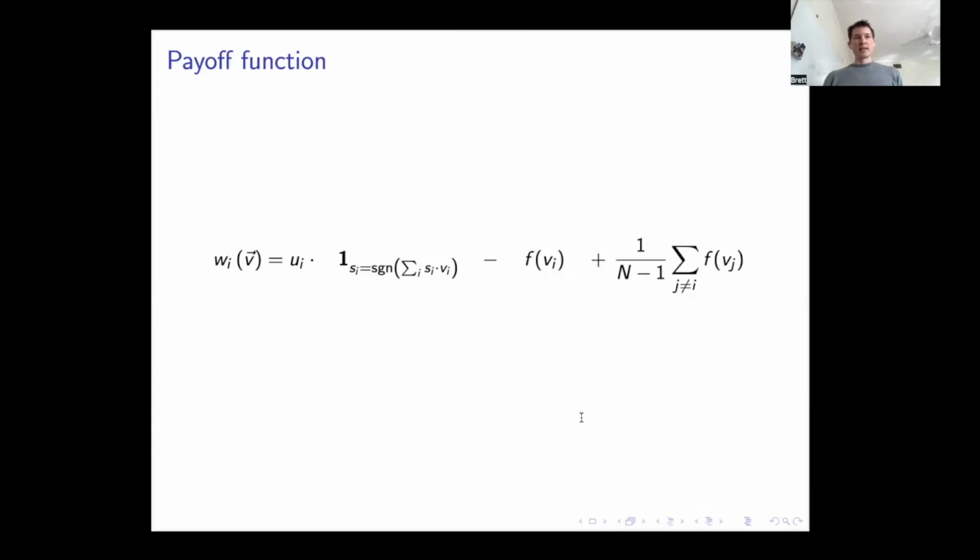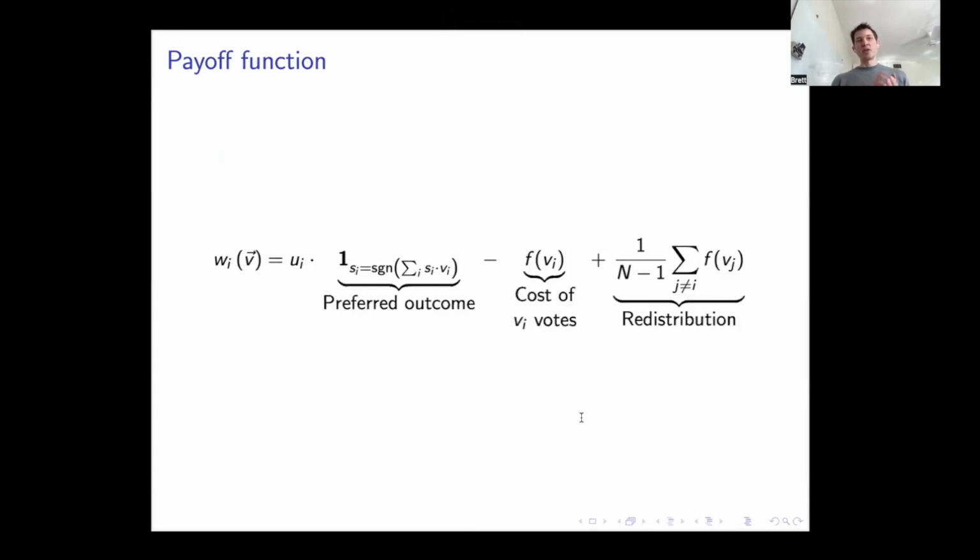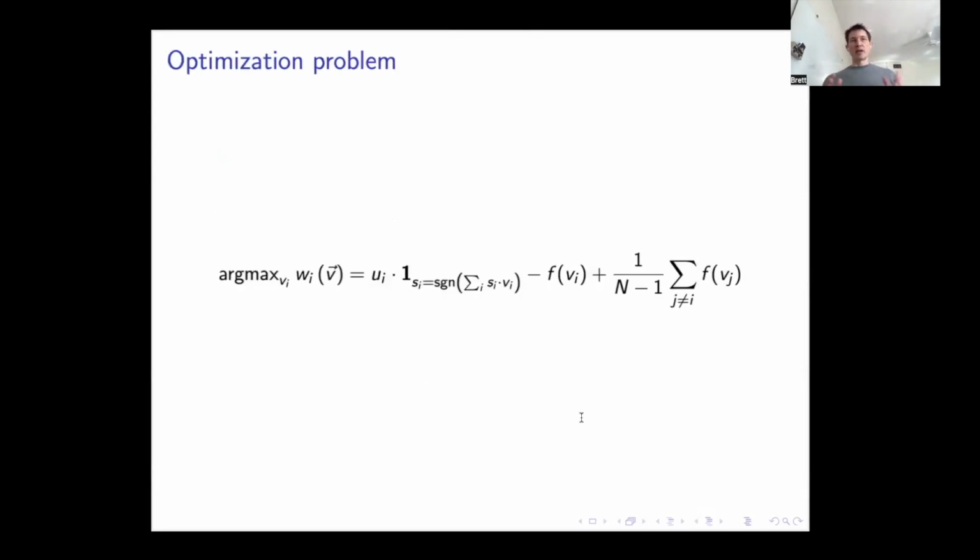And so in this case now, we have the welfare of player i is basically U_i times the chance they get their preferred outcome, minus the cost of their voting, plus this redistribution. So that's the welfare they're going to try to maximize. And so the optimization problem, the voters' problem, is to maximize their own welfare. So they're going to try to maximize this thing, which is their utility times the probability of the correct outcome, minus their cost, plus the redistribution.